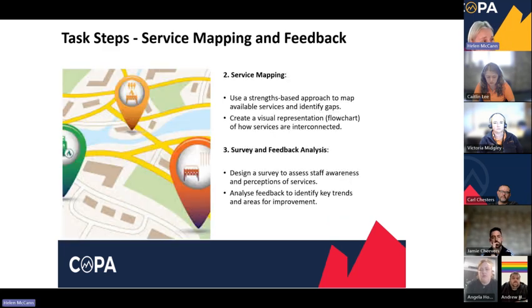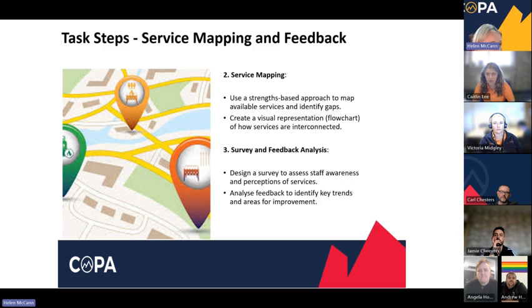Then you're going to look at step 2, which is service mapping, and you're going to use a strength-based approach to map available services and identify gaps, and then create a visual representation like a flow chart or something of how these services are interconnected. So how do they sort of connect to each other? You know, what process would you take for them?